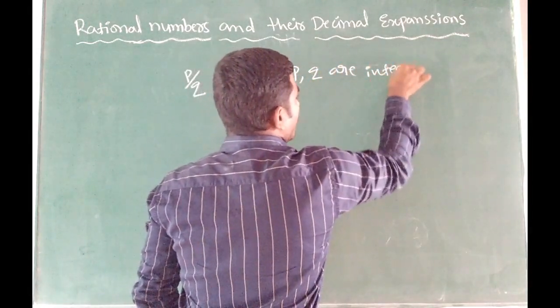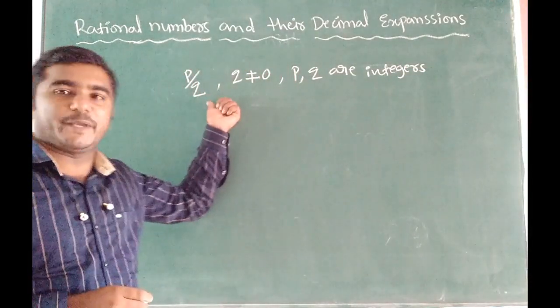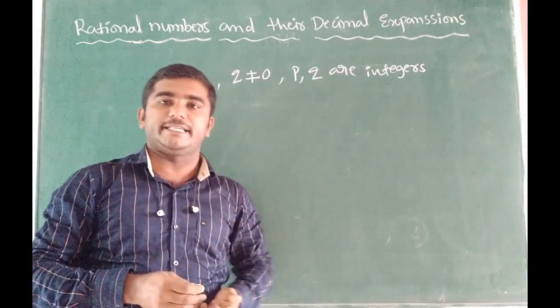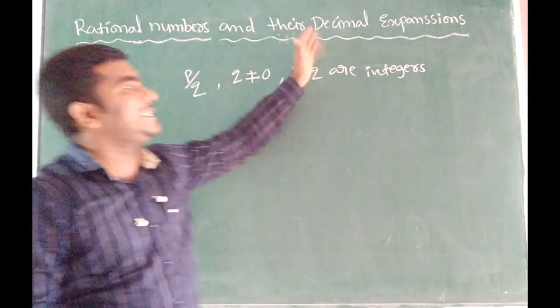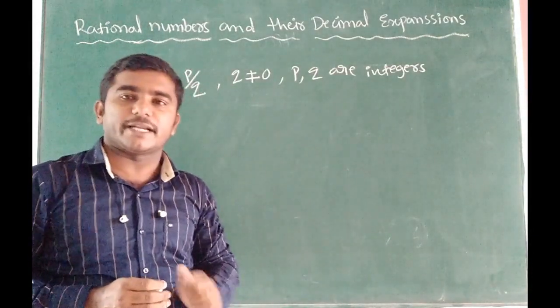P, q are integers. A rational number is a number which is in the form of p by q, where q is not equal to 0 and p, q are integers. Okay, and their decimal expansion. What is the decimal expansion of rational numbers?